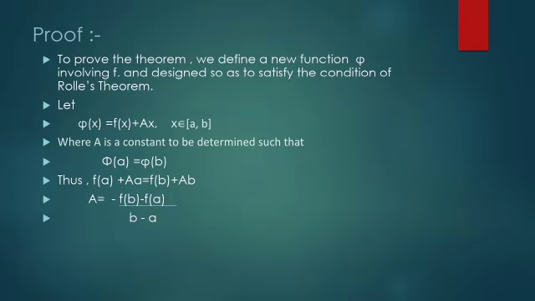To prove the theorem, we define a new function phi involving f and designed so as to satisfy the conditions of Rolle's theorem. Let phi of x is equal to f of x plus A into x, where x belongs to the closed interval [a, b], where A is a constant to be determined, such that phi of a is equal to phi of b. Thus, f of a plus capital A into small a is equal to f of b plus capital A into small b, which implies A is equal to minus f of b minus f of a divided by b minus a.